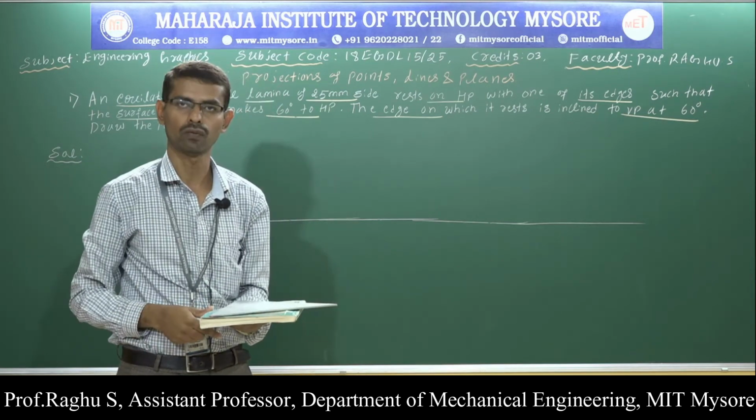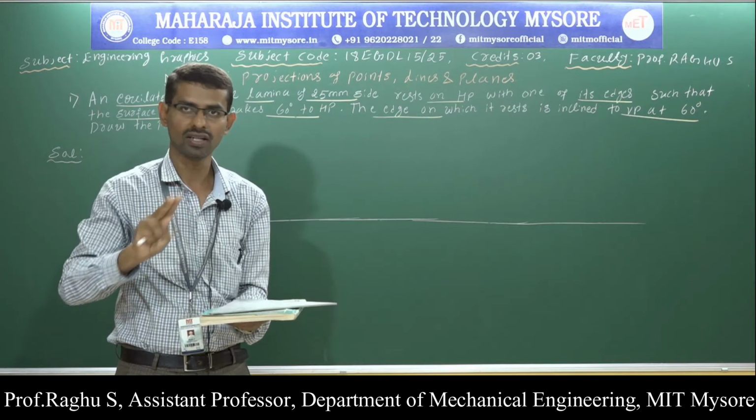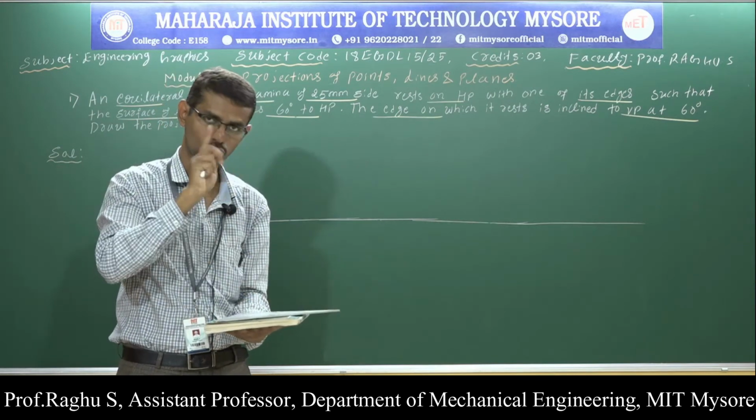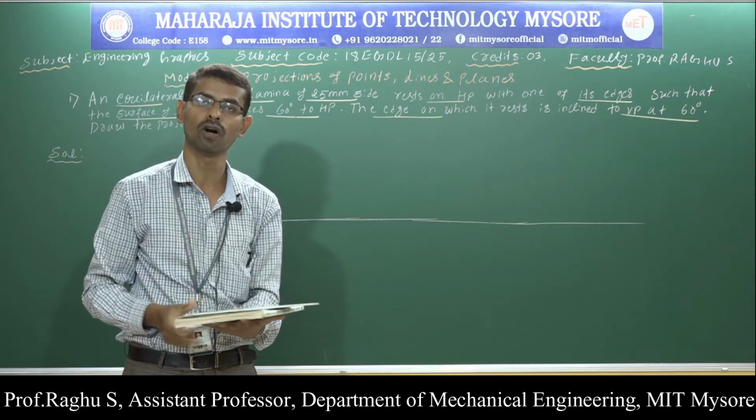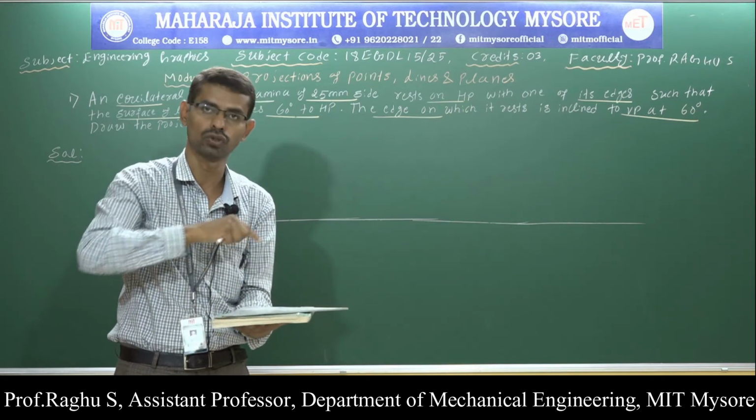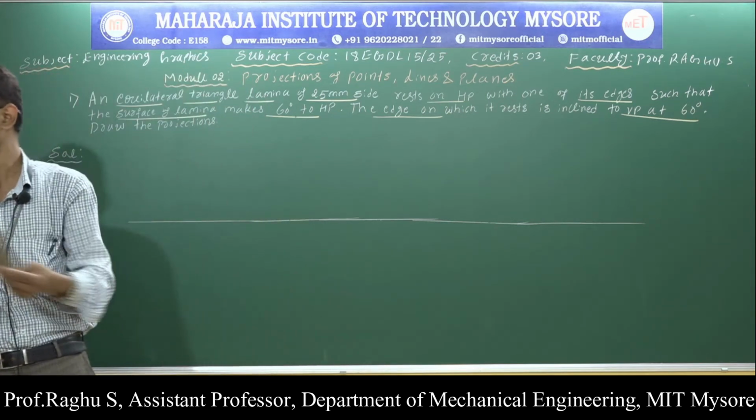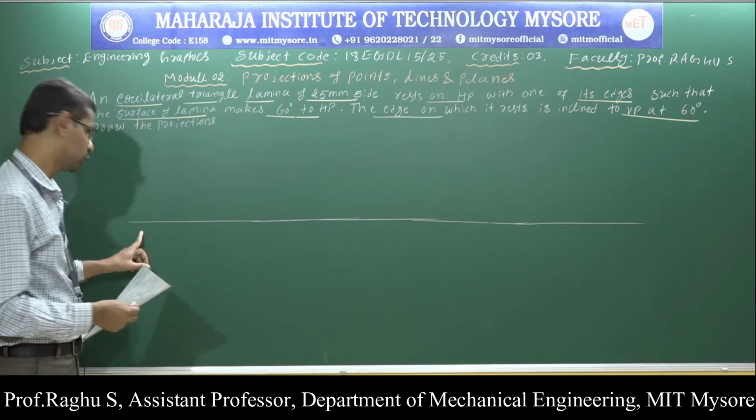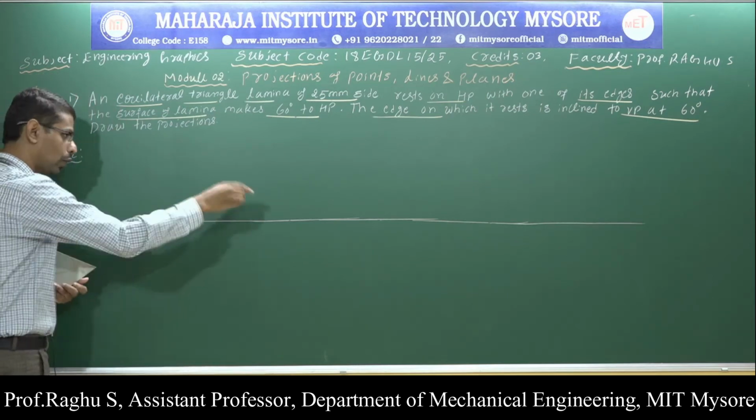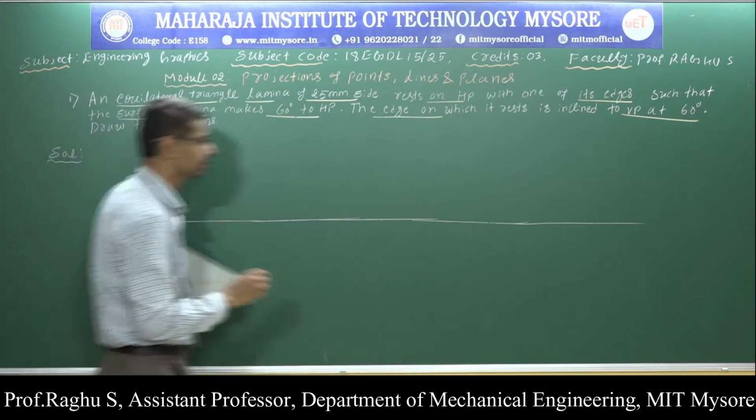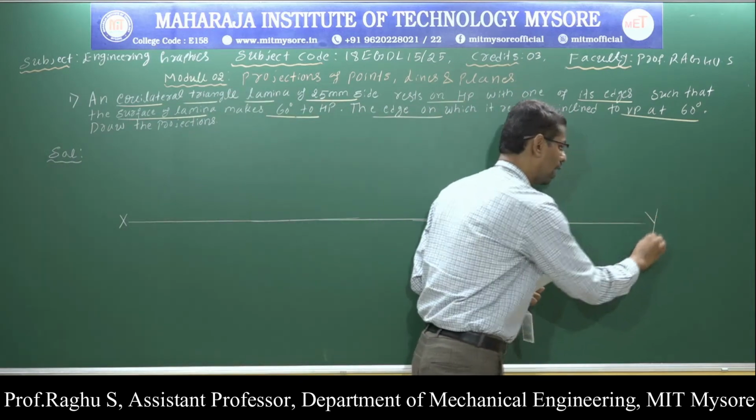Now draw the top view and front view. You ignore all inclination. Now draw the top view. Here I should start the first position with the top view, because in the top view I can see the true shape. So where should I get the top view? I will get the top view on HP. So first draw the XY line.